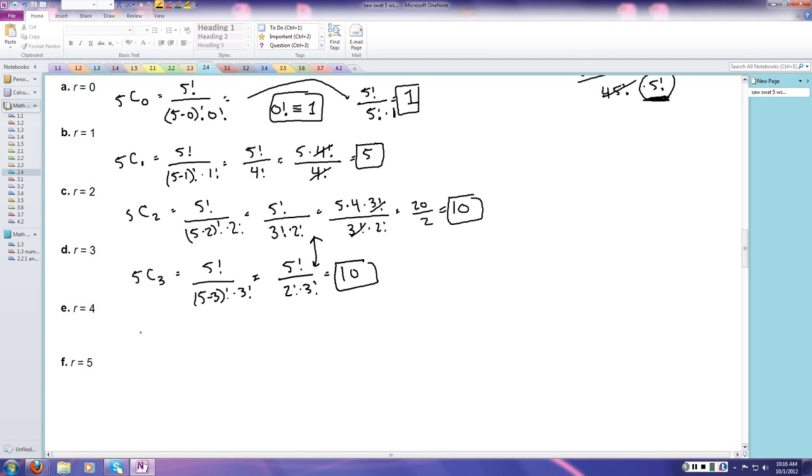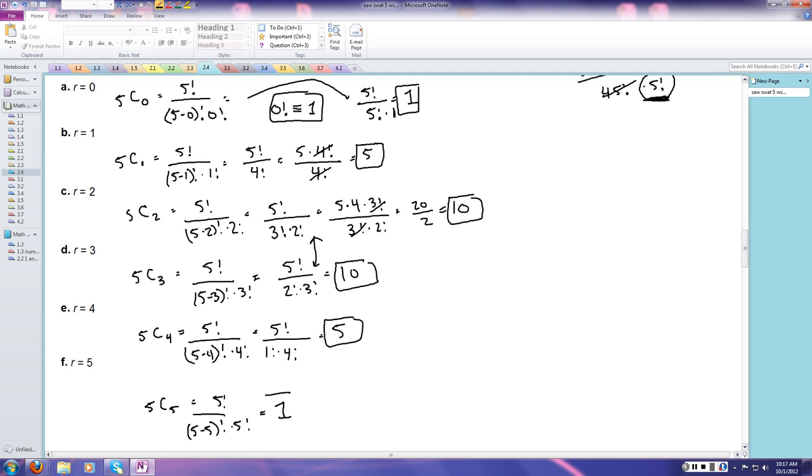5 choose 4. So I have 5 objects, and I'm choosing 4 of them. How many different ways can I do that? I have 5 factorial over 5 minus 4 factorial times 4 factorial. So that's 5 factorial over 1 factorial times 4 factorial, which is 5. And then the last one, 5 choose 5. I end up with 5 factorial over 5 minus 5 factorial times 5 factorial, which ends up being 1.